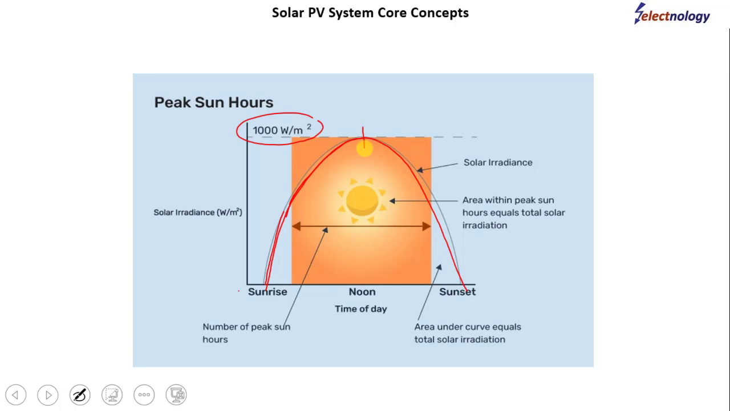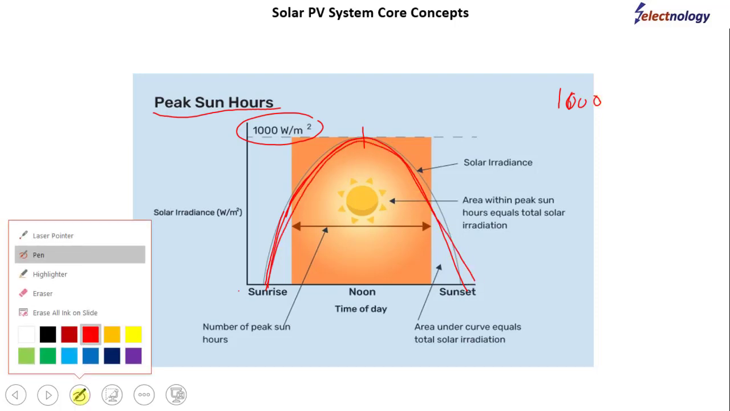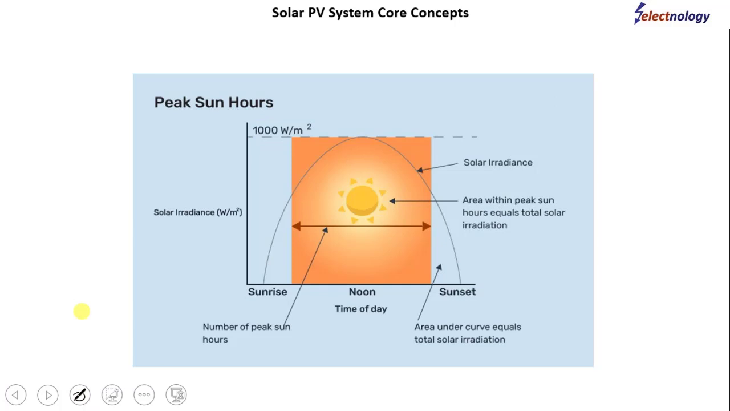Therefore we take a standard number called peak sun hours. Peak sun hours refers to those hours where the energy remains 1000 watt per meter square. Suppose, let's assume this is not the graph. We assume that the sun energy remains constant like this, 1000 watt per meter square for the whole day, like this, this and this.